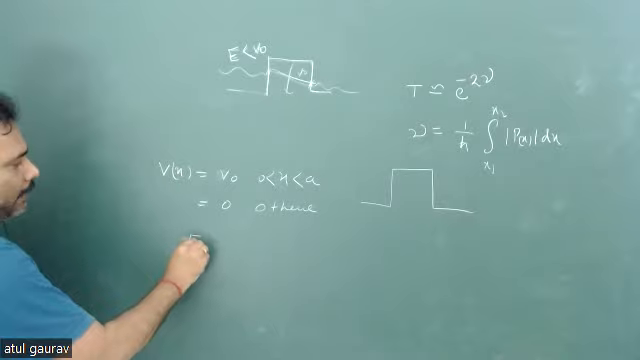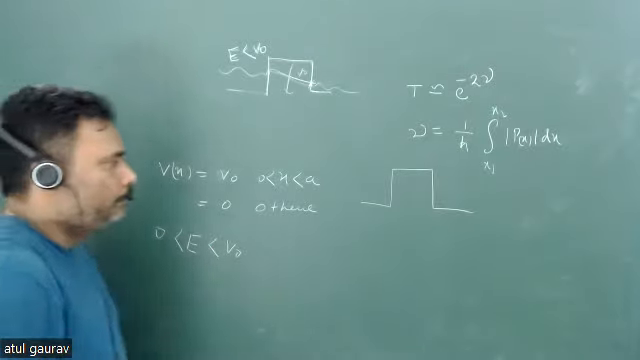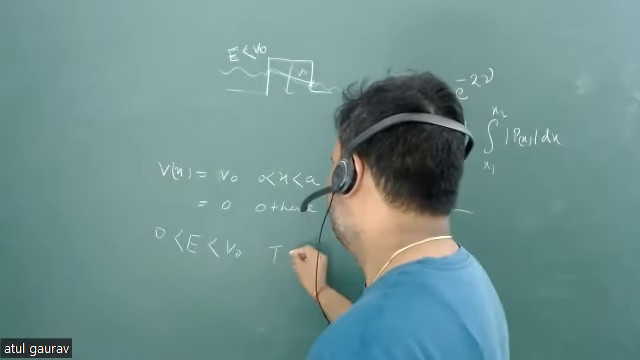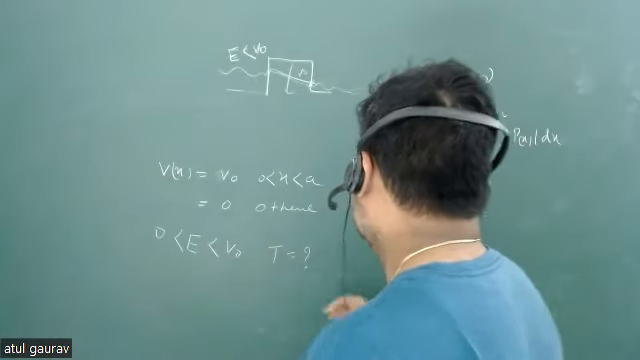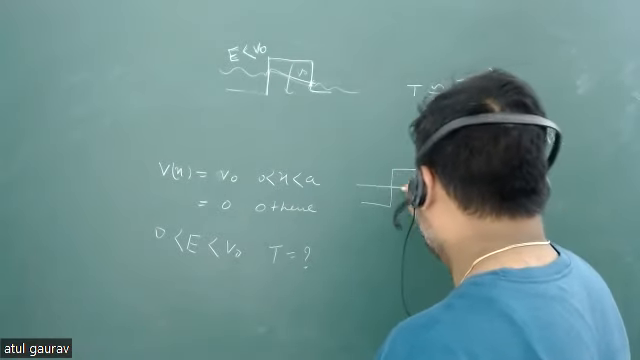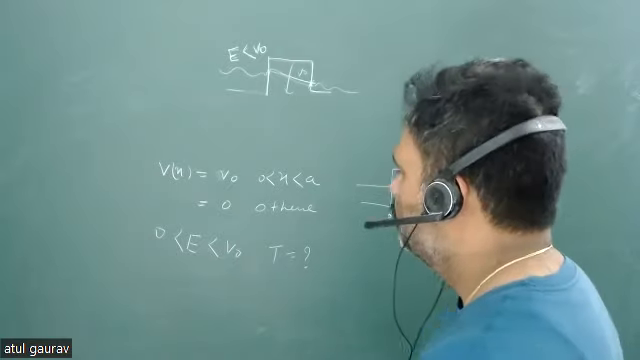And if my energy is less than V naught and greater than 0, then find the tunneling probability. So what will be the tunneling probability? I am talking about this much of energy, so my particle will tunnel through between this region. This is 0 and this is a.